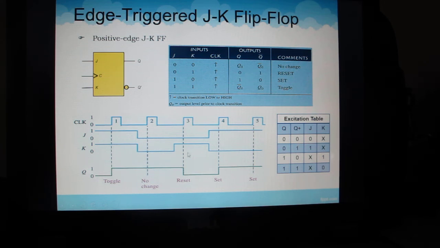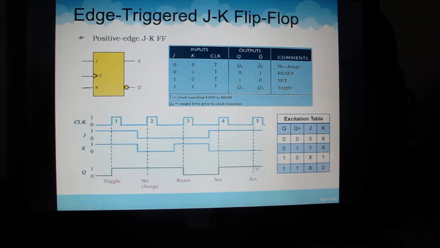The next, J is 0 and K is 1, that means reset. Reset will be 0, the Q will be 0, reset until this point. Then J is 1 and K is 0, that means it will be set. The last one, J is 1 and K is 0, will be set.